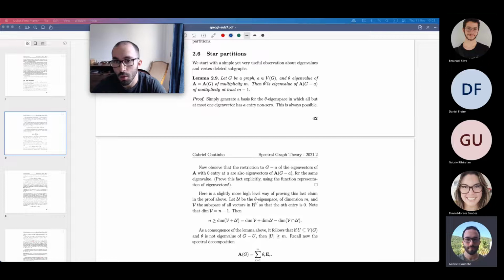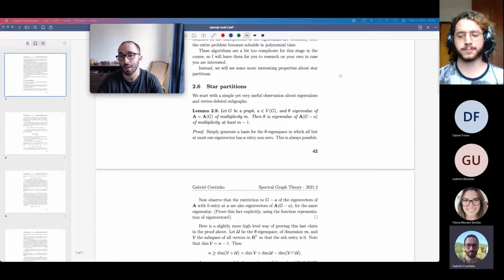So to remind you all, these past two classes, we have been discussing how to generalize the graph isomorphism algorithm that we saw last week to graphs whose eigenvalues could have larger multiplicities, bigger than one, right?